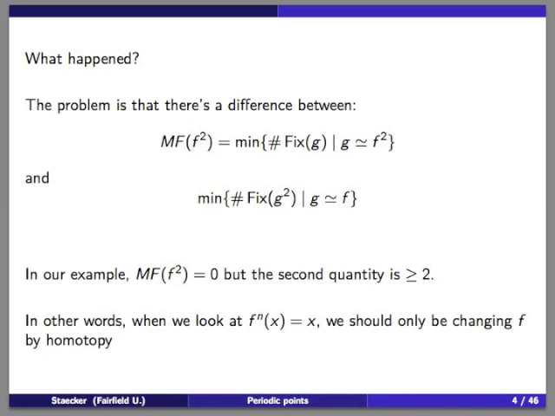In other words, the issue is when we look at the nth iterate, we should only be changing f by homotopy, not f to the n. All right? And if you just do the classical Nielsen theory, then you will be considering all homotopies of f to the n, which is not what we're interested in. It doesn't give you what you're looking for. All right.